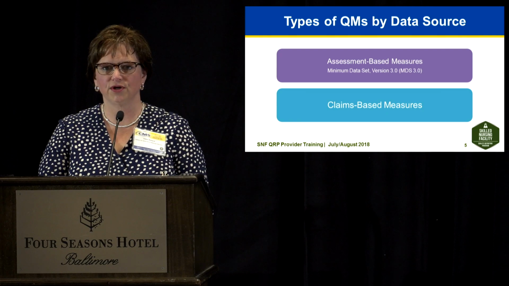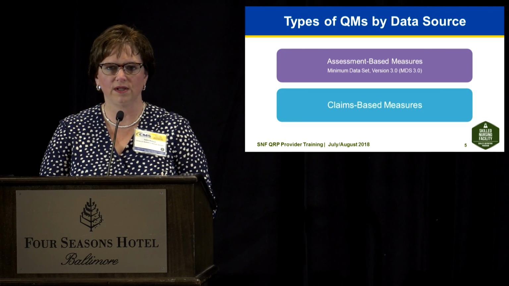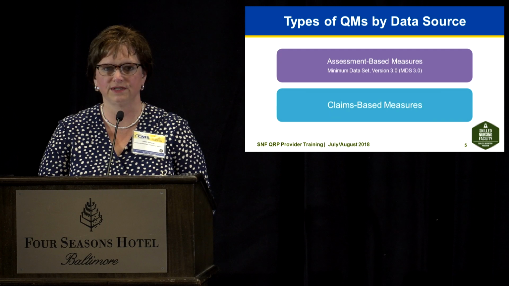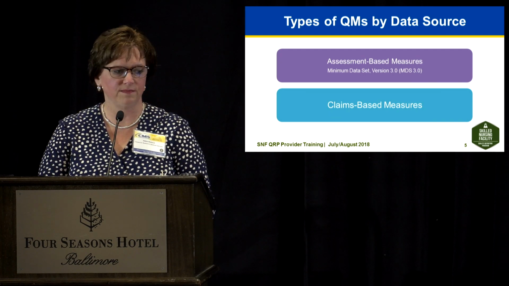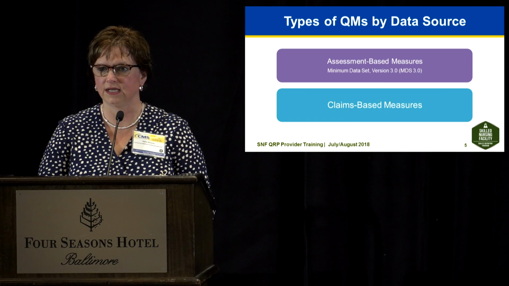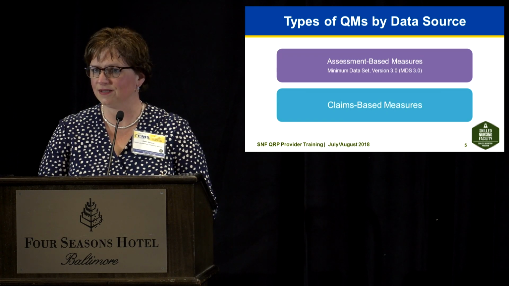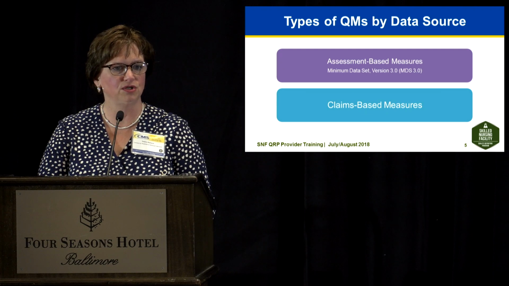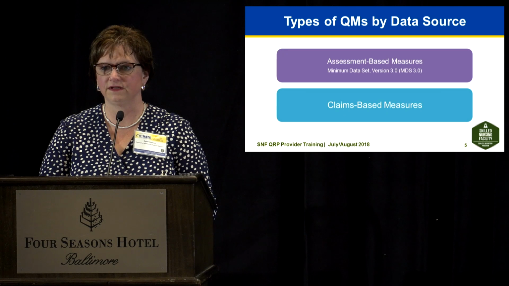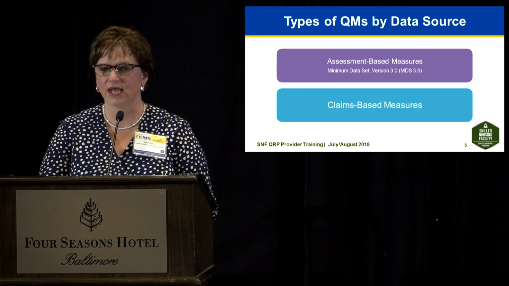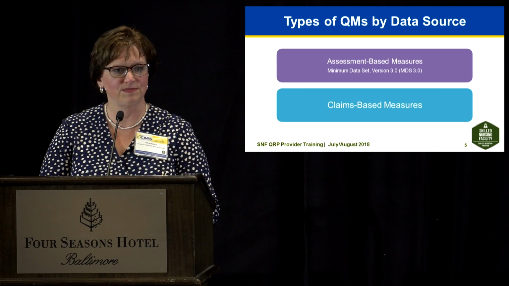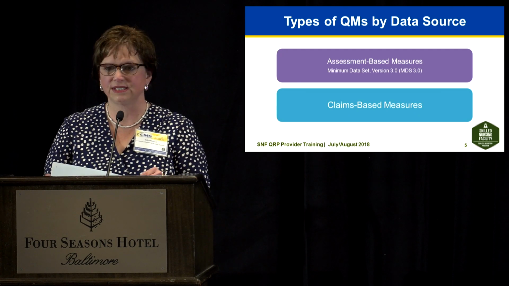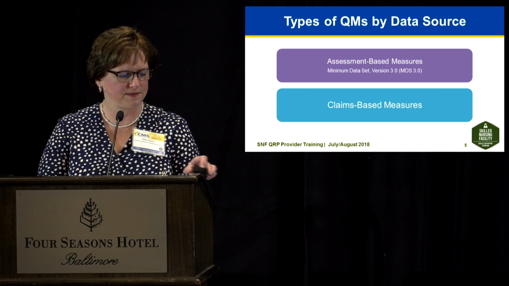So let's first start by reviewing the quality measures that are reported for the SNF QRP program. And we know that there are 2 types of quality measures by data source that are reported. There are the assessment-based quality measures, and those are calculated using the MDS 3.0 data. And there are the Medicare fee-for-service claims-based measures. Now, as you all know, you don't have to submit additional data for the Medicare claims-based measures, but you do for the assessment-based measures through the MDS.